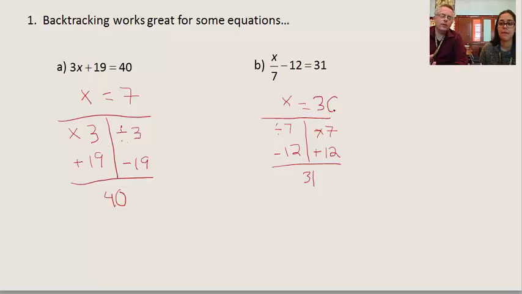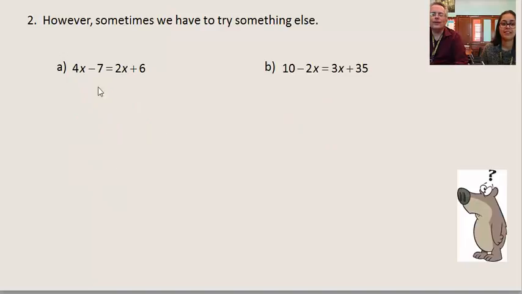So the good news is people who are backtracking get this one right almost all the time. They don't freak out. They realize that x over 7 is x divided by 7. Yes. And it's no big deal. Okay, now the new stuff.